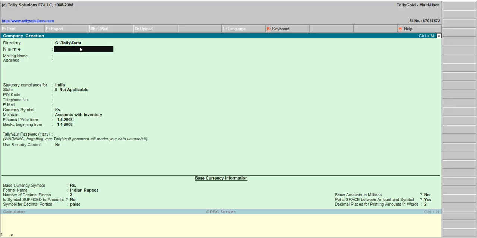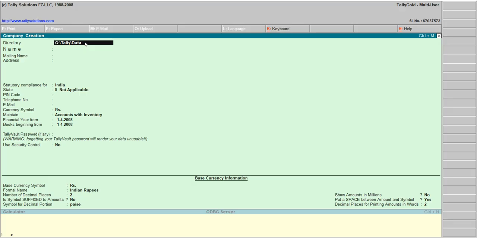But before the name, there is a directory up there. Under directory, this is now where you will find your work. This is where our work is going to be saved. So our work, we can find it on the local disk in the Tally folder. But in that Tally folder, you will find another folder, data.